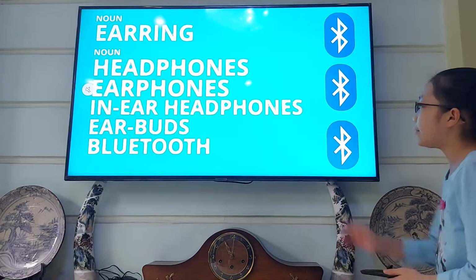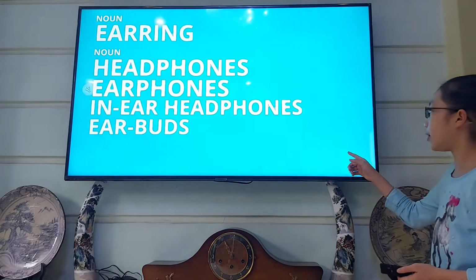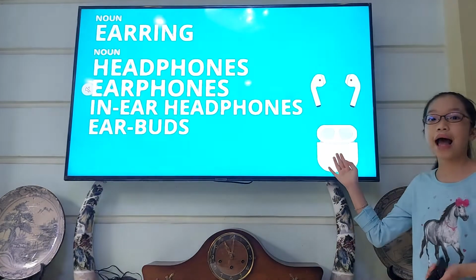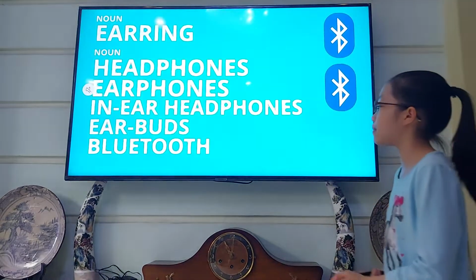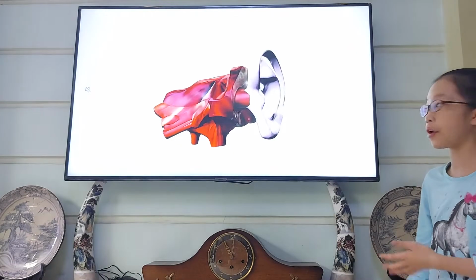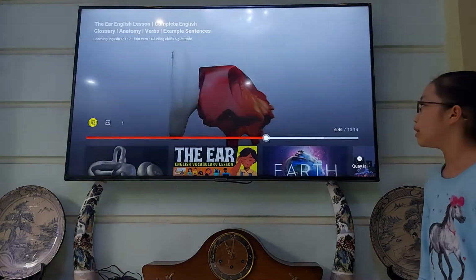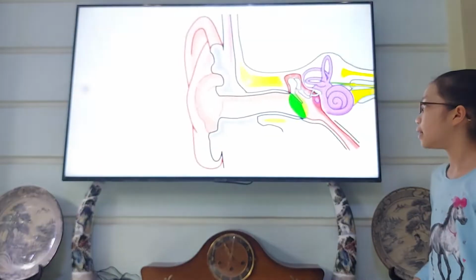Next, we have earbuds. Earbuds are just like a small one. Here are earbuds. Yeah, earbuds. Apple earbuds, Samsung earbuds. Next, we have Bluetooth, which all of these have to connect to in order to be used. Now, let's look at some words related to the ear.